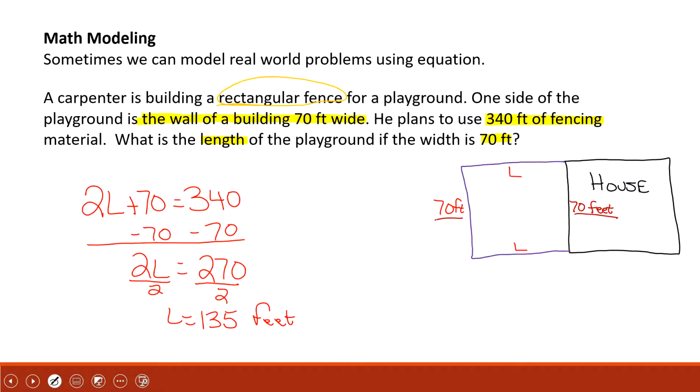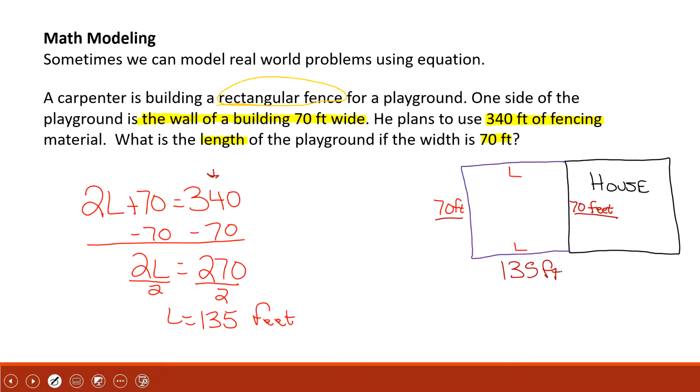Then I had to create my equation. I knew I had 340 feet of fence to use. I had two sides that were going to be the length. So 2L plus 70 was going to equal that 340 to use all the fencing. I subtracted 70 from both sides. I ended up with my two lengths having to be 270 feet total. So I divided by 2, and I find out that the length of the playground is 135 feet.